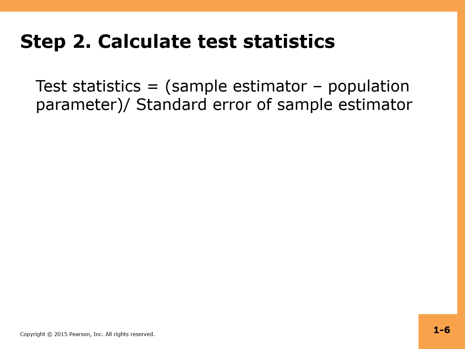The second step is to calculate test statistics. Test statistics is generally calculated by first calculating the sample estimator, subtracting the population parameter, and dividing these by the standard error of the sample estimator.